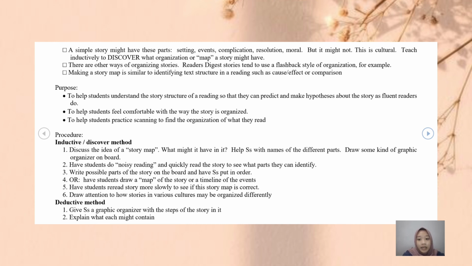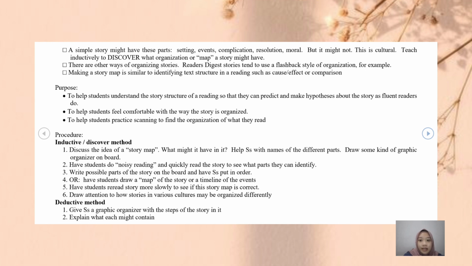identify. 3. Write possible parts of the story on the board and have students put them in order. 4. Or, have students draw a map of the story or a timeline of the events. 5. Have students reread the story more slowly to see if the story map is correct. 6. Draw attention to how stories in various cultures may be organized differently.